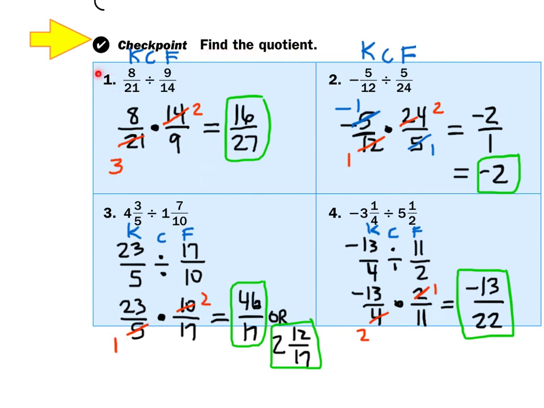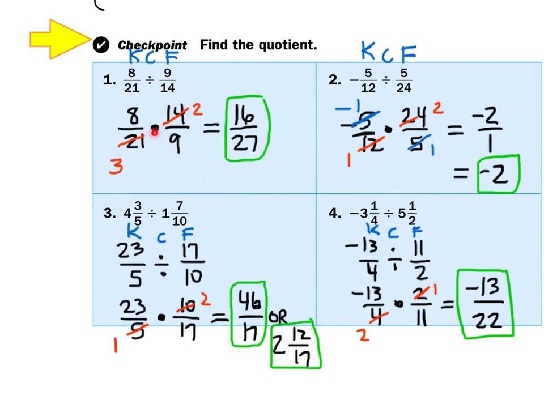Okay, so we're going to find the quotient. Take a look at number 1. 8 over 21 divided by 9 over 14. Since they're already simple fractions, I just wrote keep, change, flip. So keep the 8 over 21 the same, change division to multiplication, and flip that second fraction.